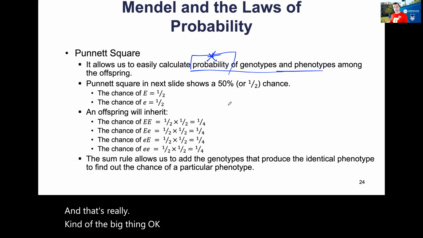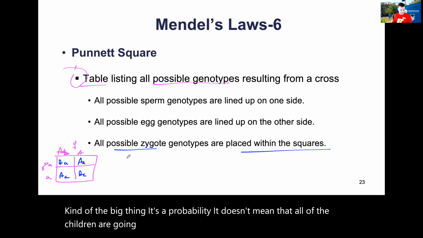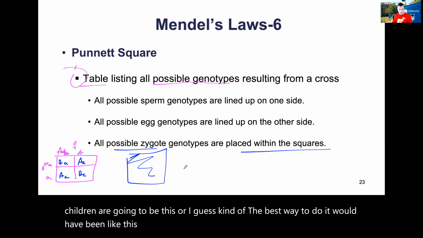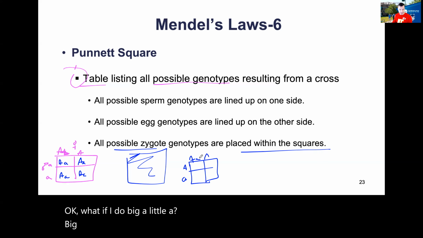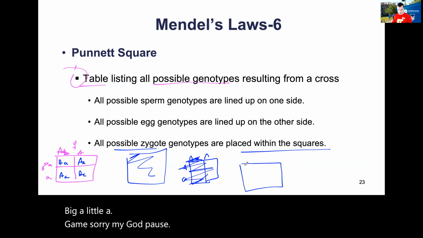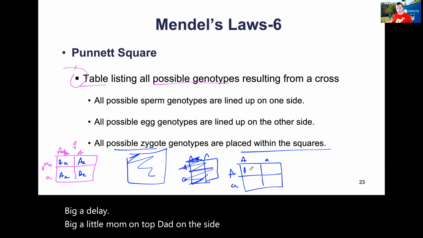It's a probability. It doesn't mean that all of the children are going to be this. The best way to do it would have been like this. It's too big. What if I do big A, little a? Big A, little a, big A, little a. Mom on top, dad on the side.